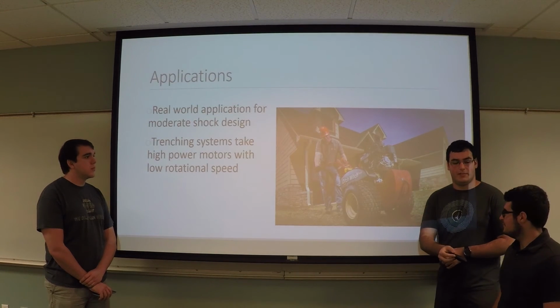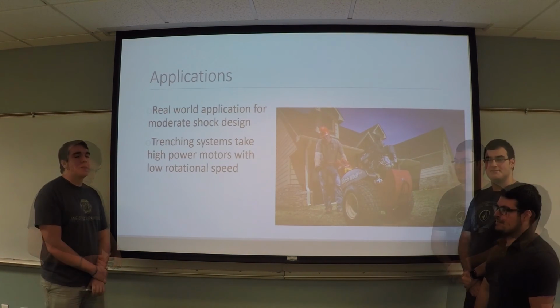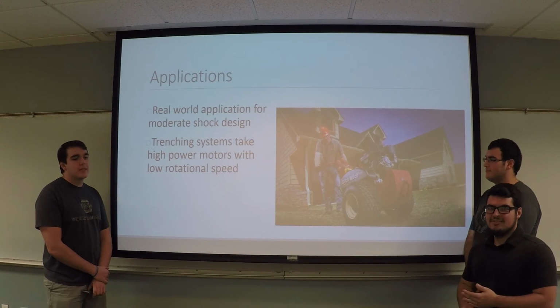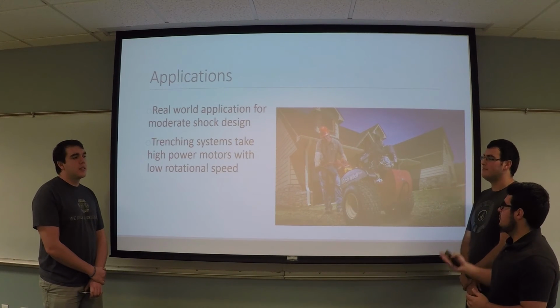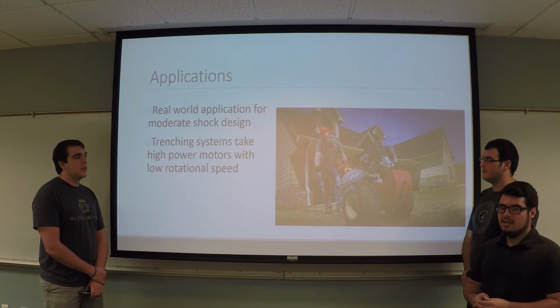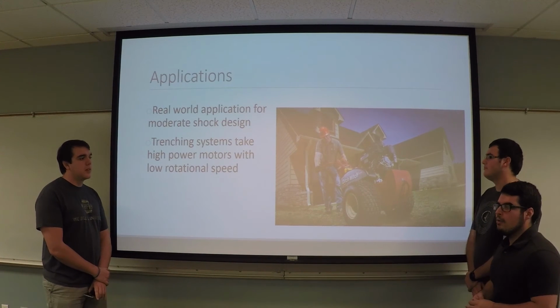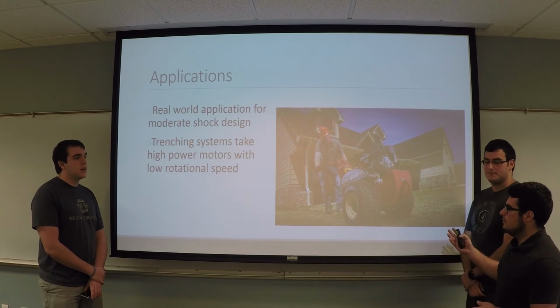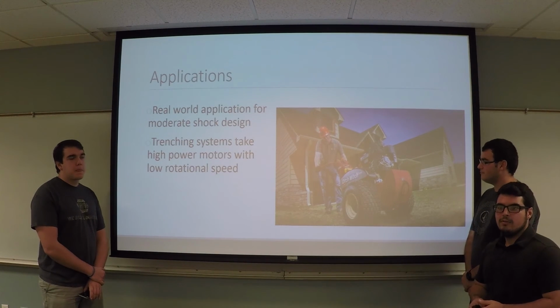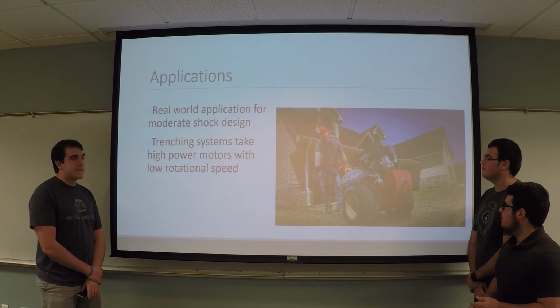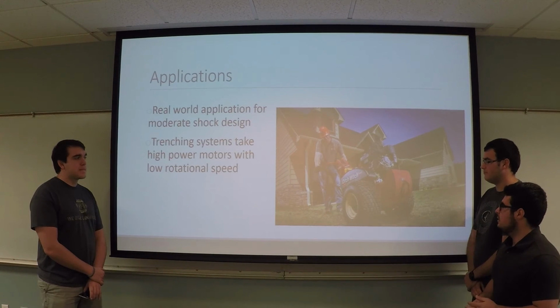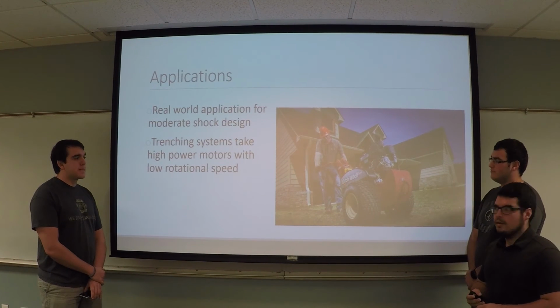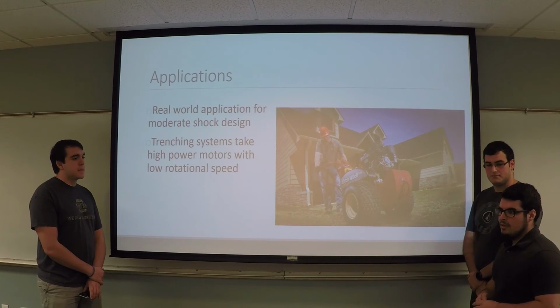And now to Mario with the applications. Some real-world implementations of this application would be such a thing as a trenching machine. This is anything that needs a high horsepower, low RPM system. If it needs to cut through tough terrain or materials, this is definitely the way to go, and you can see it in industry and commercial and residential uses.